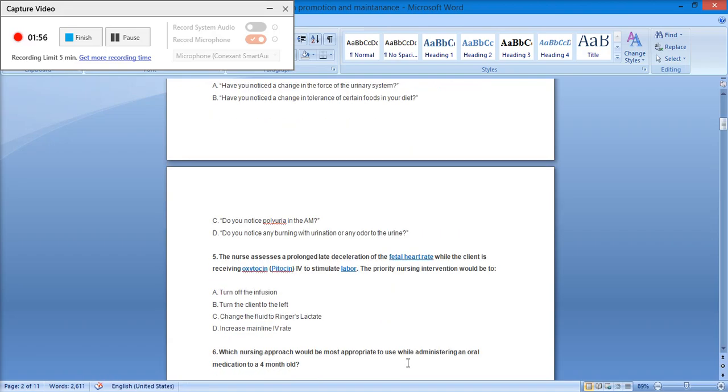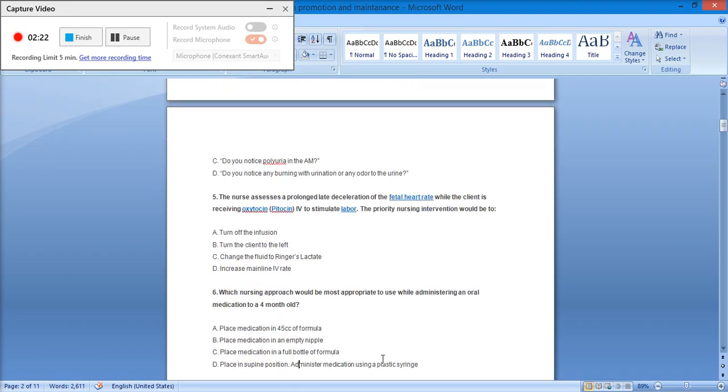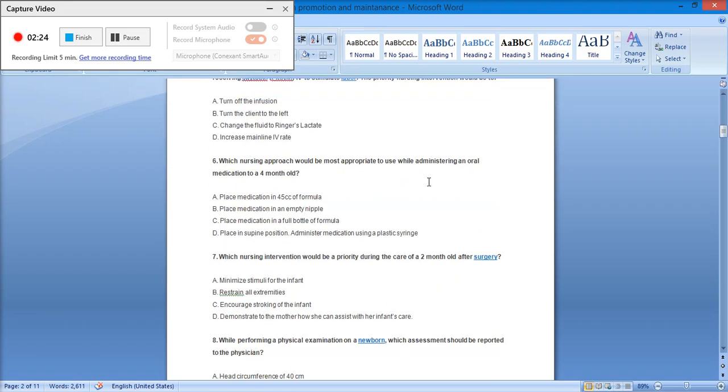The nurse assesses a prolonged late deceleration of the fetal heart rate while the client is receiving oxytocin IV to stimulate labor. The priority nursing intervention would be to A. Turn off infusion. B. Turn the client to the left. C. Change the fluid to lactated Ringer's. D. Increase mainline IV rate. The correct answer is A. Turn off the infusion.